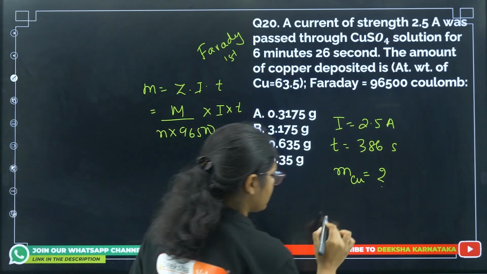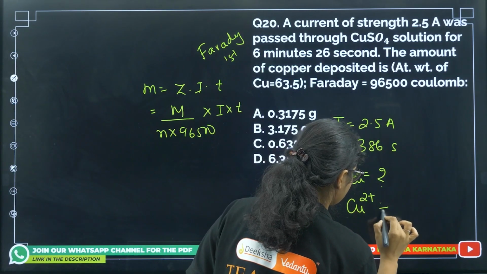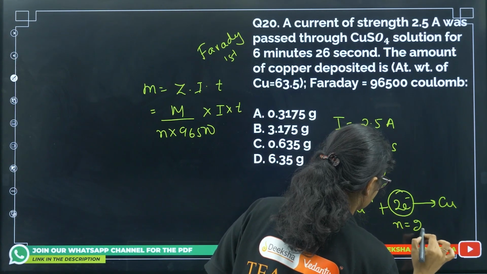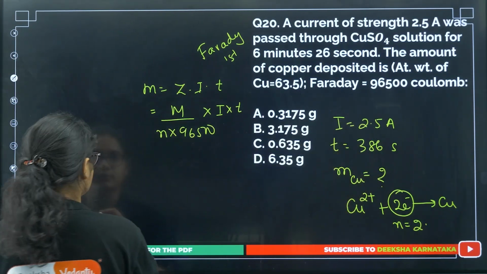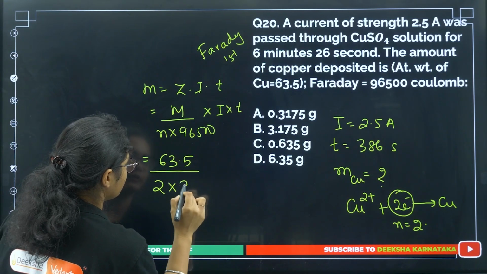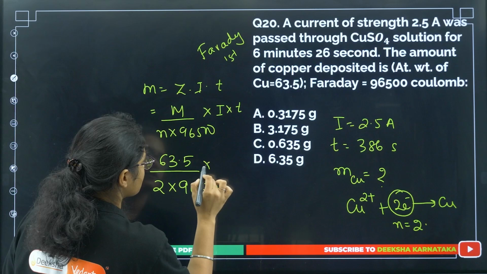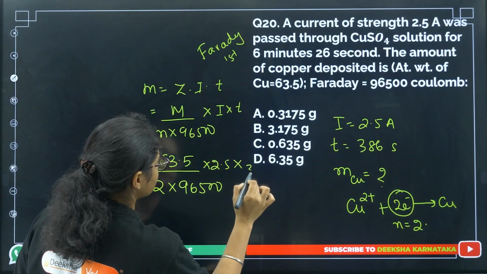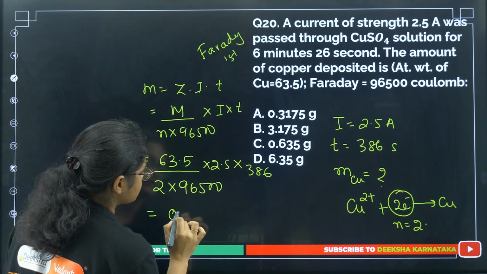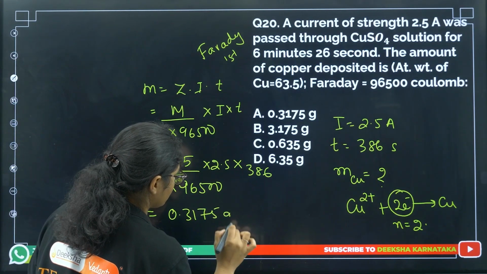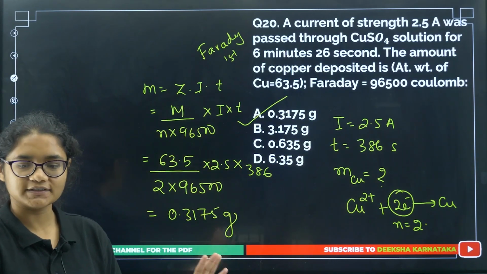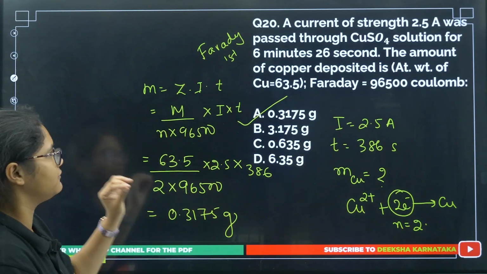Now what is n? If you see copper, how will copper be deposited? Cu2+ plus 2 electrons gives you copper. So the n value is 2 here, right? So if I substitute here, 63.5 divided by 2 into 96500, current is 2.5 ampere, time is 386 seconds. If I solve this whole thing, I will get around 0.3175 gram. The correct answer for this question will be option A. So this is also a direct question. I hope everybody would have done it.